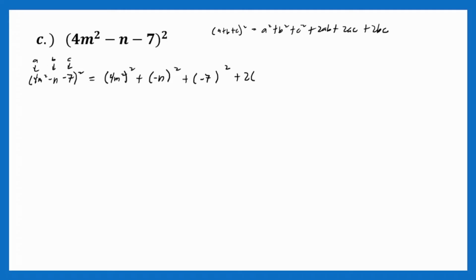Plus, 2 times a, ang a is 4m squared. Tapos may ka-partner pa siyang b, which is negative n, times negative n. Plus 2 times a ulit, that's 4m squared. Alright, ito yun. Tapos times c. c is negative 7. Plus 2 ulit. Ang b is negative n. Tapos ang c is negative 7. Ayan. So, careful ka lang sa paglalagay ng negative sa kanong positive. Especially kapag may negative nang involved.